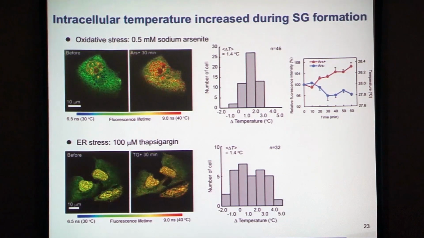Another stress causing SG is ER stress using thapsigargin. In this case, a similar result was obtained by applying thapsigargin. We observed a 1.4 degree increase in the cell. So temperature increase is somehow related to stress granule formation. But we don't know yet whether temperature is the driving force of stress granule formation or just the outcome of this phenomenon.